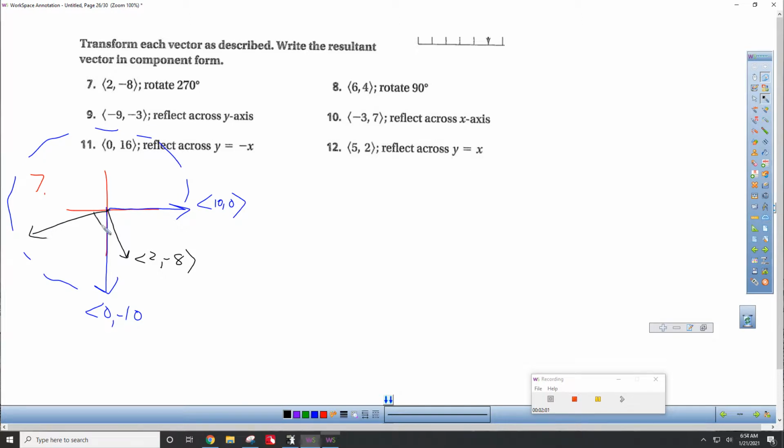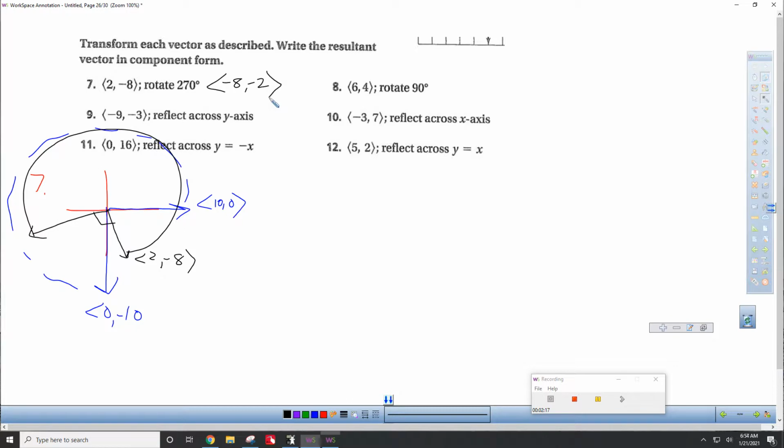All right, so if I went left 8 and down 2, I think that does look like 270 to me. You know, because that looks like a right angle, which means that must be 270. So this one would be negative 8, negative 2.